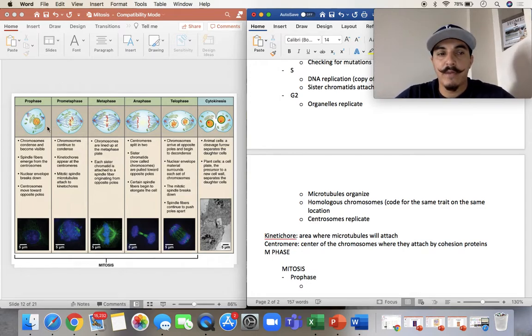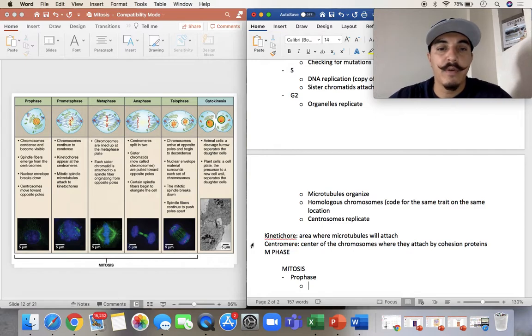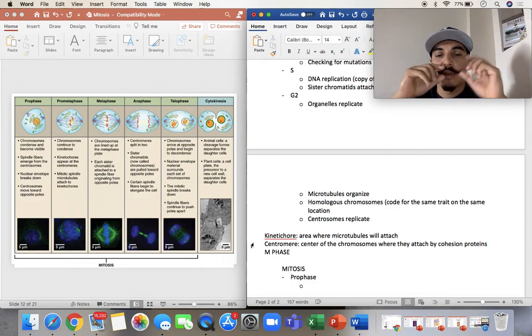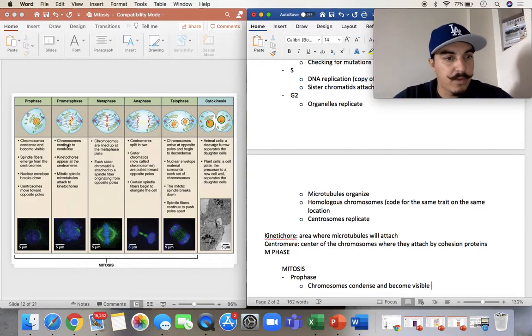That's the first phase. So this is where you're going to see the chromosomes. Okay, so first, before, in the whole interphase, the DNA was just this big old string, kind of like spaghetti. Okay, it's just in there all around. Now, in order for it to be easier to split and move around, it's going to bundle up into like a little X, into those little chromosomes. So in prophase, you see the chromosomes condense and become visible.